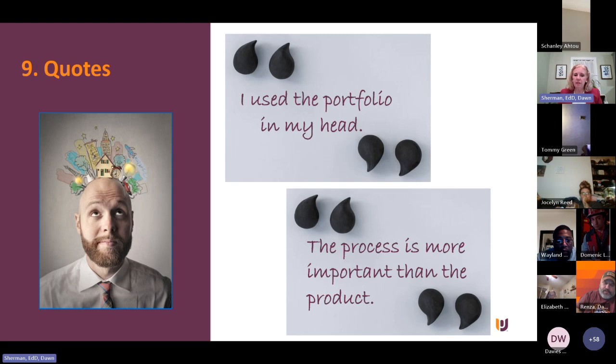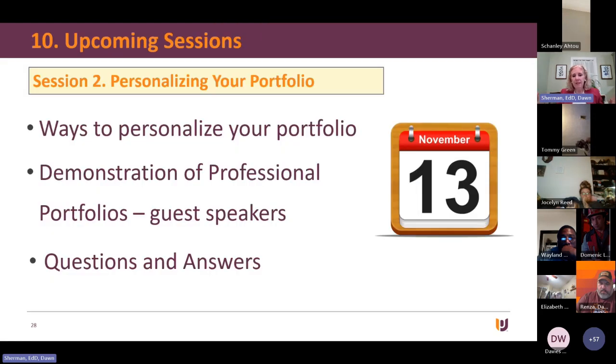Okay, so this comes to my second quote, which is something I have said to students for years. The process of creating a portfolio is more important than the product. So the process that she went through to create her portfolio helped her tremendously and was more important than the actual product. Okay, so the process is more important than the product. So just keep that in mind. Okay, that's the end of my presentation.